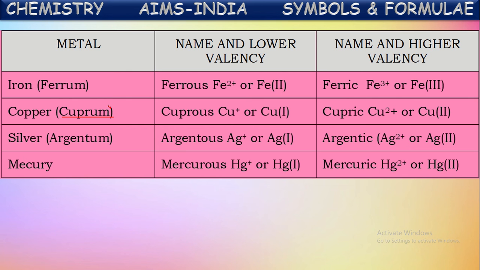By removing one or two letters from its name at the end, ous is attached to this. It becomes cuprous for the lower ion. And in the place of this, ic is attached, it becomes cupric. In the same way, argentum, argentous and argentic. Mercury, mercurous, mercuric. Okay, this is about variable valencies of different elements.